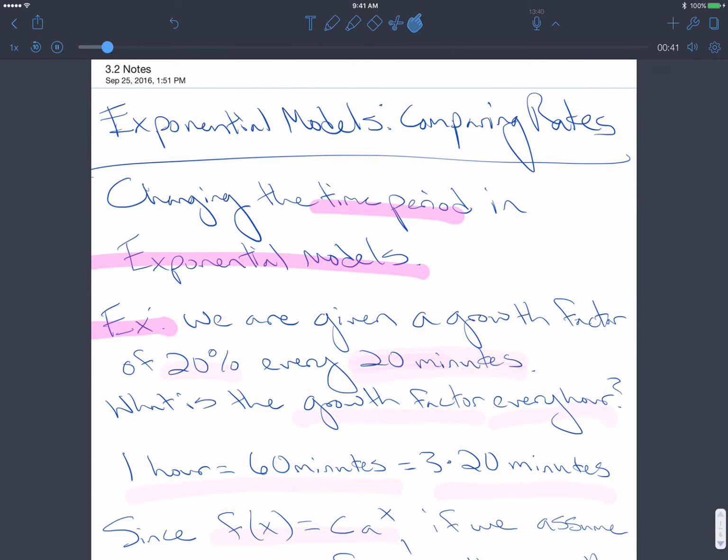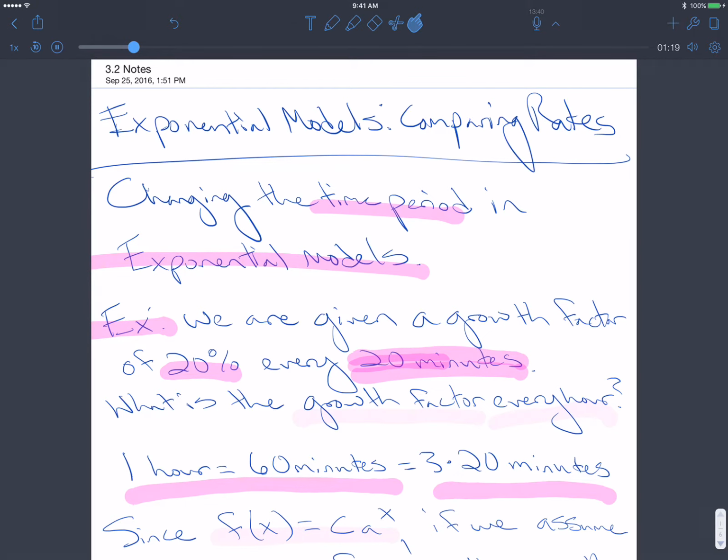We'll start with an example. If you are given a growth factor that's 20% every 20 minutes, so really that's a growth rate, but your growth factor in that sense will now be 1.2, remember, if we think about what we talked about in 3.1. What is the growth factor every hour? So this is the growth factor every 20 minutes, which means that we then have to write the 20 minutes in terms of hours. So 1 hour is 60 minutes, right? Which means that we have 3 20-minute intervals that compose a full hour.